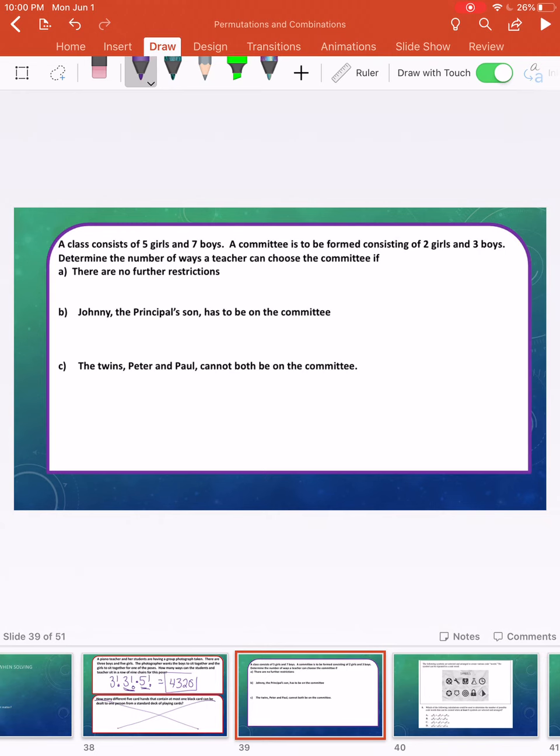A class consists of 5 girls and 7 boys. A committee is to be formed consisting of 2 girls and 3 boys. Determine the number of ways a teacher can choose the committee. So we have 5 choose 2 to represent choosing the girls. 7 choose 3 to represent the ways to choose the boys. And we end up with 350 committees.